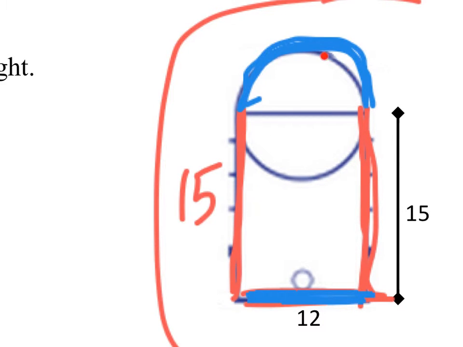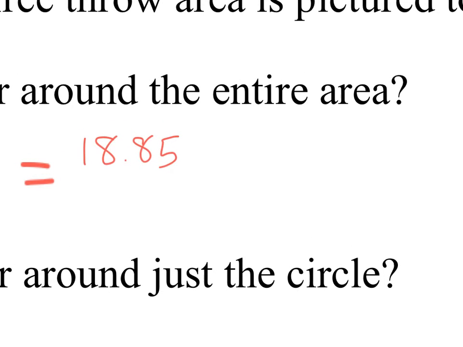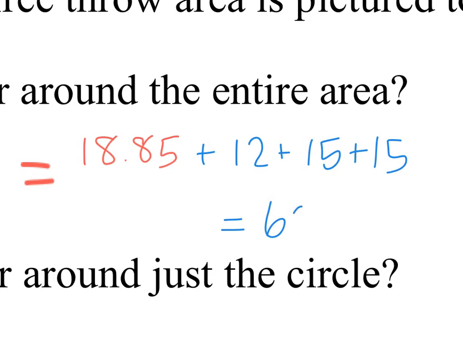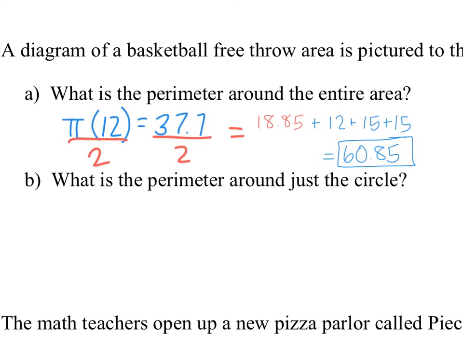And now we just want to add to it 15 plus 12 plus 15. And that'll give us the perimeter of the whole area. So 18.85 plus 12 plus 15 plus 15. And that all equals 60.85. And that's our final answer for the perimeter of the basketball area.